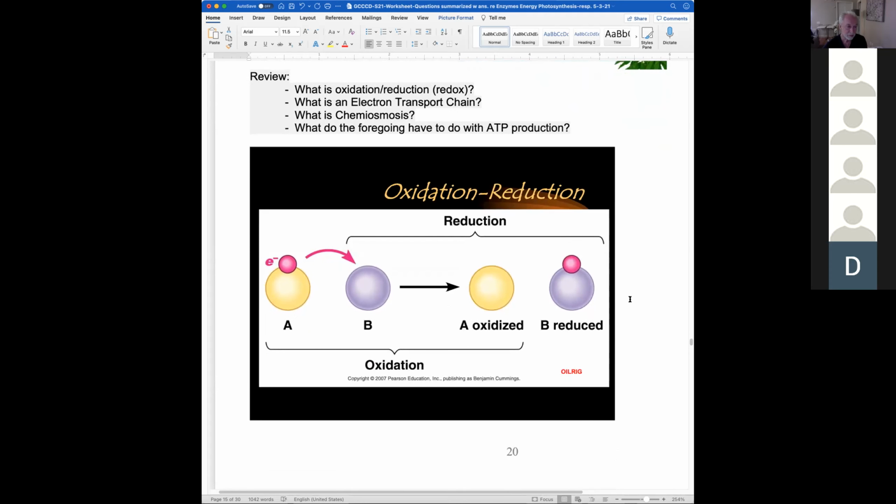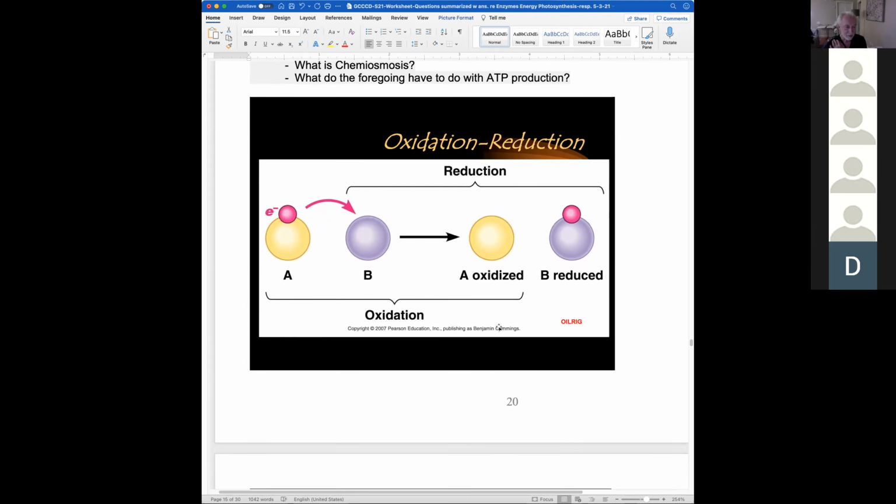It's always a pair of reactions. So if you have a reduced substance, A, which has an extra electron, it can transfer that electron to an oxidized substance so that the receptor is now reduced and the provider is now oxidized. So you may remember Scott talks about OIL RIG. Oxidized is lost, it loses an electron. Reduced is gain.